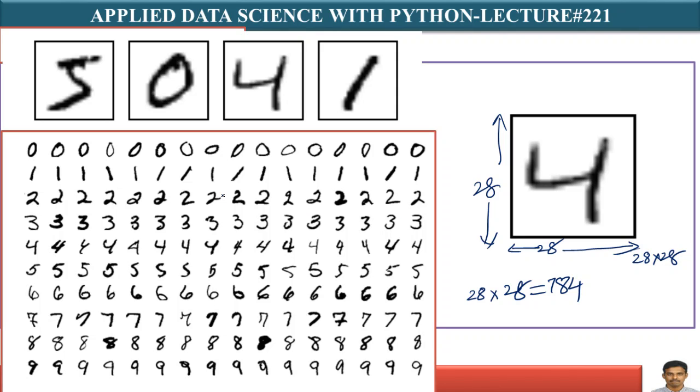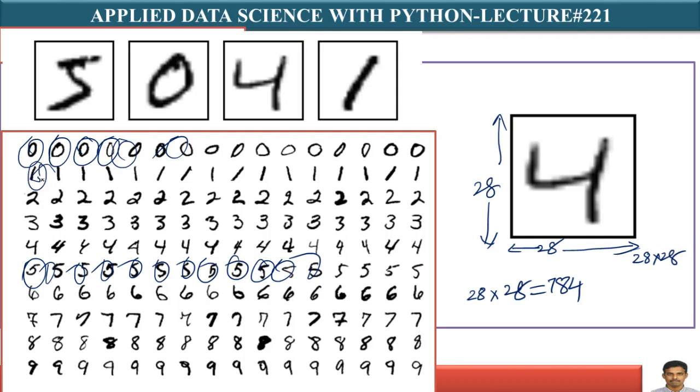Therefore, as I told you, there are 60,000 training data points, where we have some points for 5. There are different ways of writing handwritten fives. There are some points for 5 in this training set, some points for 0, some points for 1, and some points for 2.